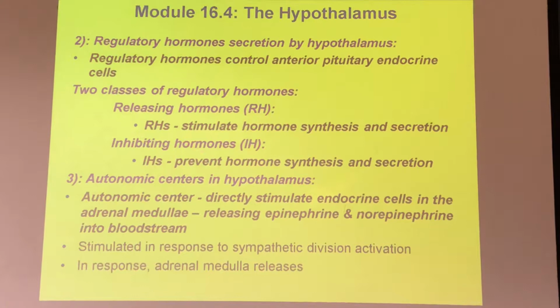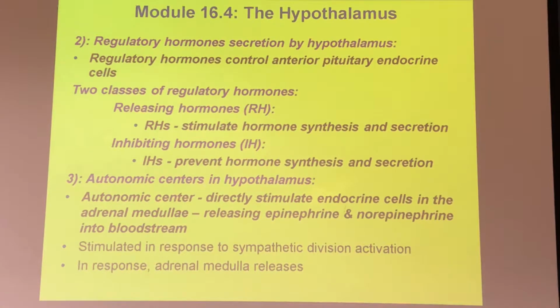So there are two kinds of regulatory hormones: releasing hormone or inhibiting hormone. Whenever something is needed, they will release RH, or releasing hormone, and when the job is done for that hormone, they will release inhibiting hormone so that the hormone release could stop.